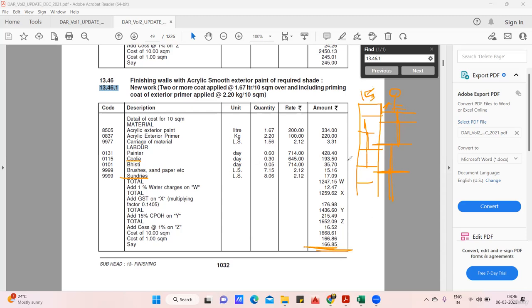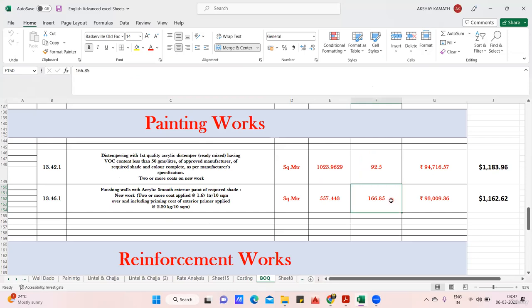You see, it is 166. Previously the interior was 92 rupees. No, that is how it comes. Okay, fine. Sunrise you got total 1247. Then you add 1% water charges, you add GST, you add a contractor profit, then you'll get total 166.8 for 10 square meter, and for 1 square meter it is 166.85. Got it? So this is how the exterior painting rate will come into play. Go to your BOQ. I've written 166.85. Got it?